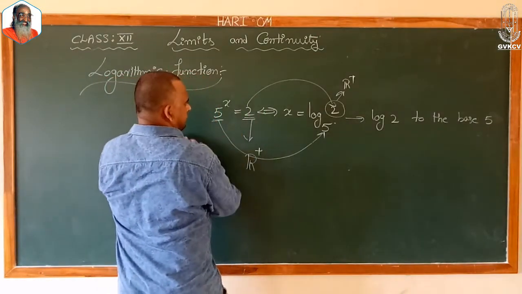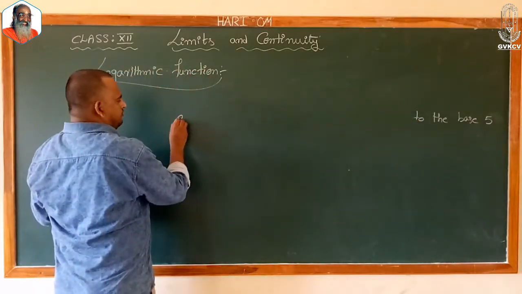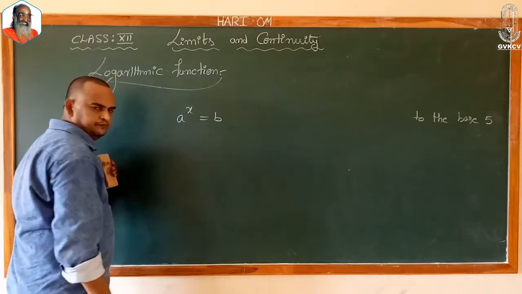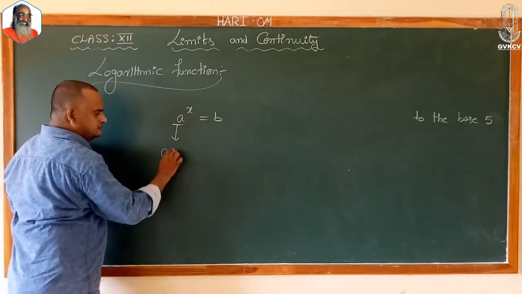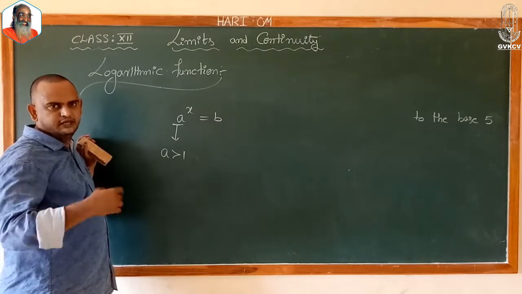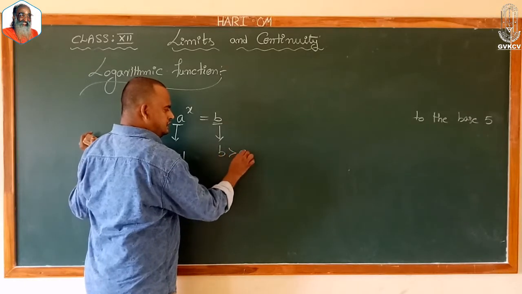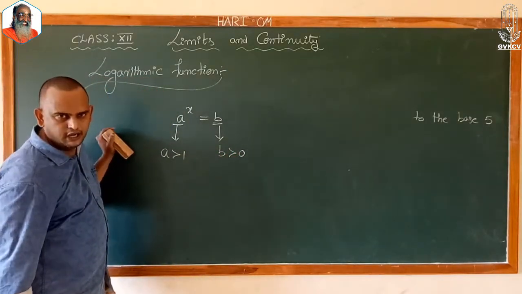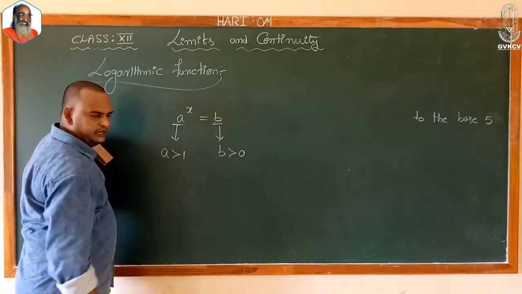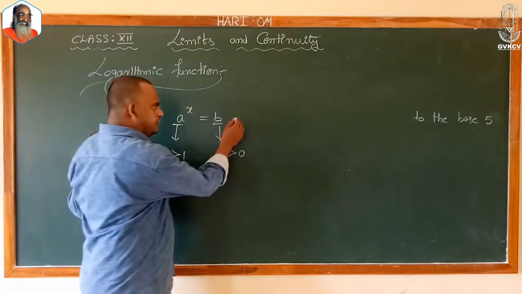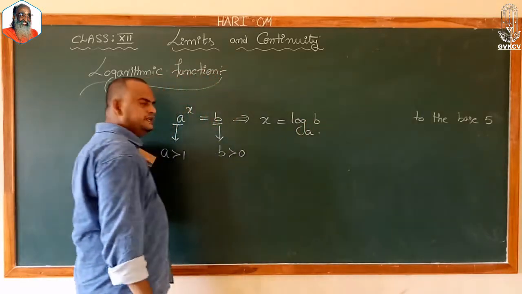Now let me explain here very clearly for your understanding. For example, when I have a power x is equal to b. Here a is the base, which must be greater than 1 as per the definition of the exponential function. b must also be greater than 0 because it is a positive real number. a must be greater than 1, b must be greater than 0. Now x is equal to log b to the base a.